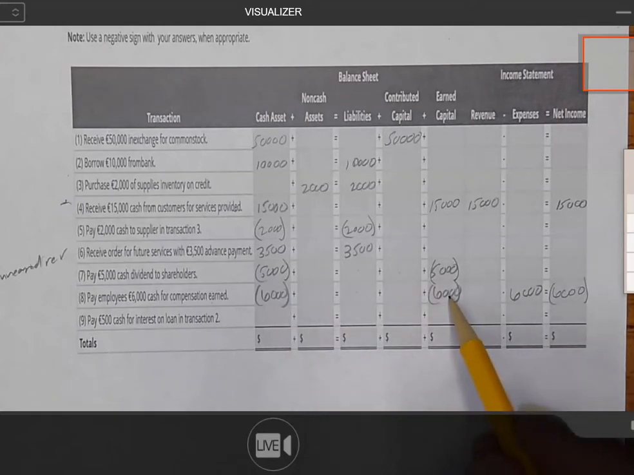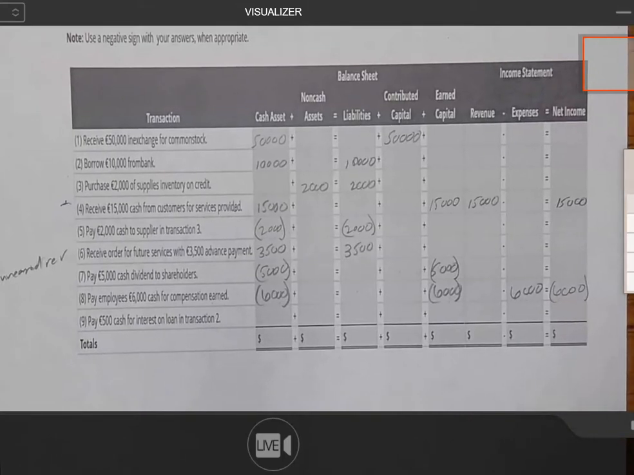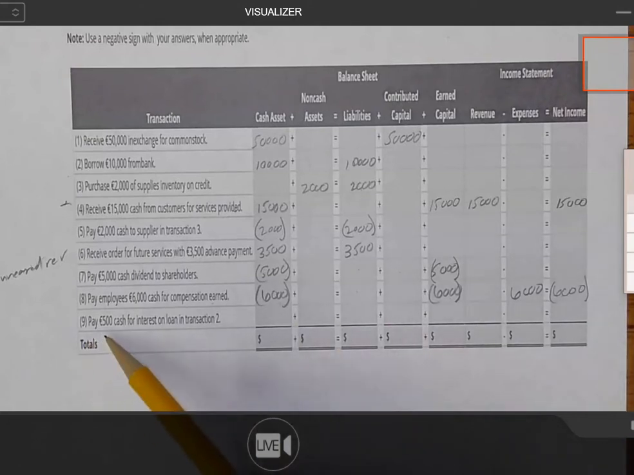Let's see here now. Earned capital also went down by 6,000. Expenses went up by 6,000. So I didn't put a bracket around that. And then we have net income with the bracket around the 6,000 because it was impacted by that amount. And then finally, number 9, it says paid 500 euros cash for interest on loan in transaction 2.